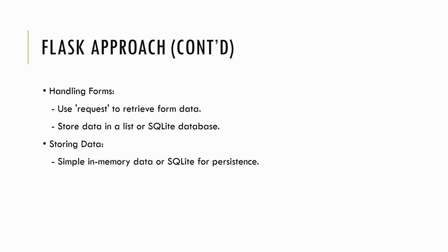Now let's look at creating routes in Flask. A route defines the URL pattern that triggers a specific function in your app. For example, you can have a route for the home page, an about page, and even a route for adding tasks to your to-do list. Flask also uses Jinja templating to dynamically render HTML with data from Python.